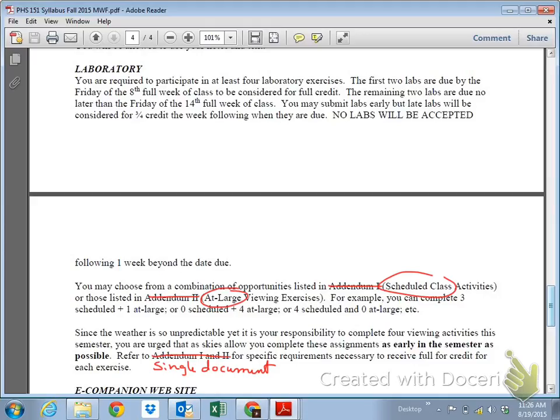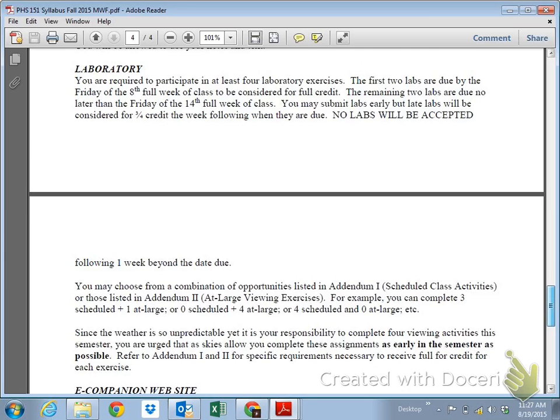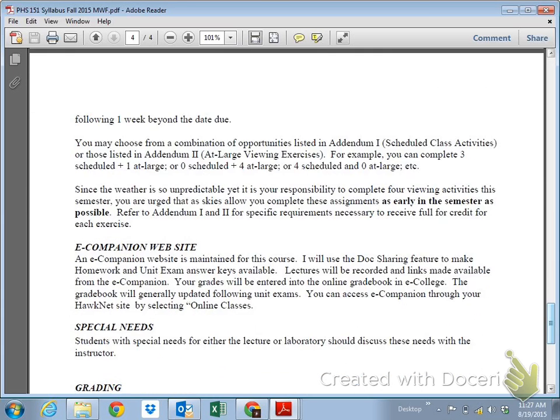Oh, while I'm at it, there's one more thing under eCompanion, where it says I'm going to use doc sharing to push things out to you. One of the things I'm not going to use doc sharing for is to push out homework. So that can go away. The word homework.